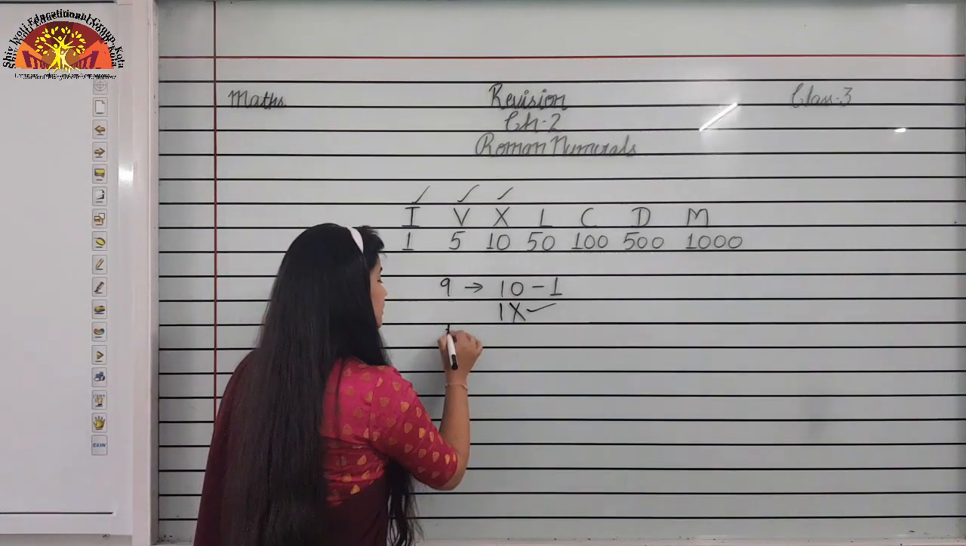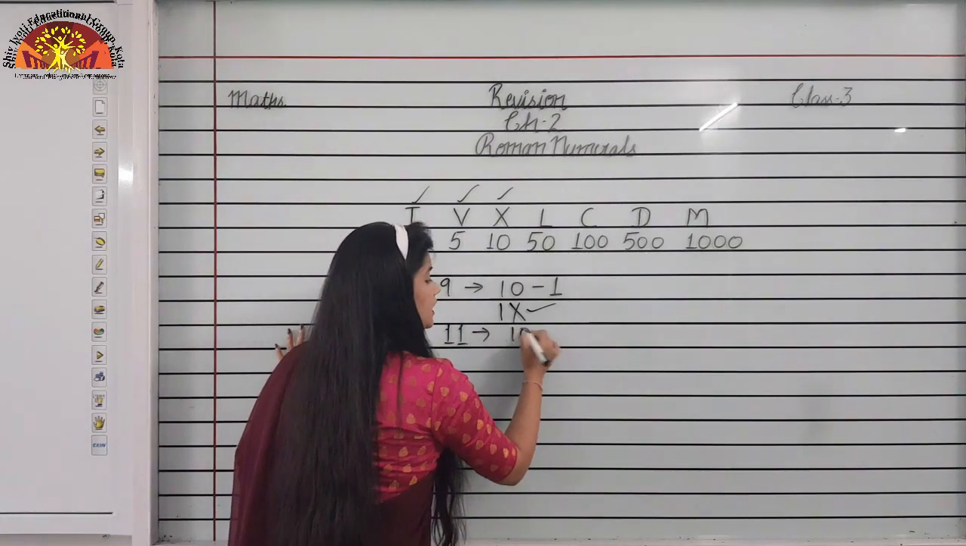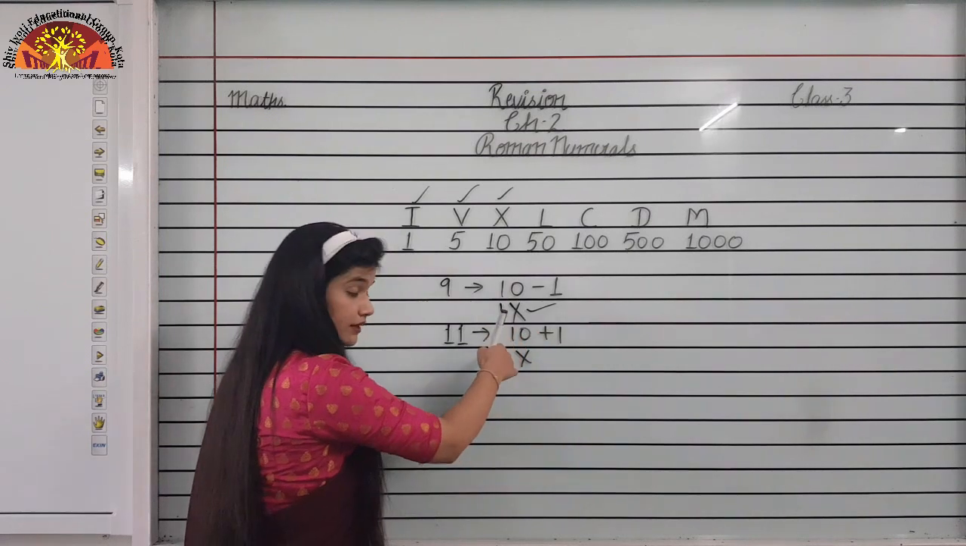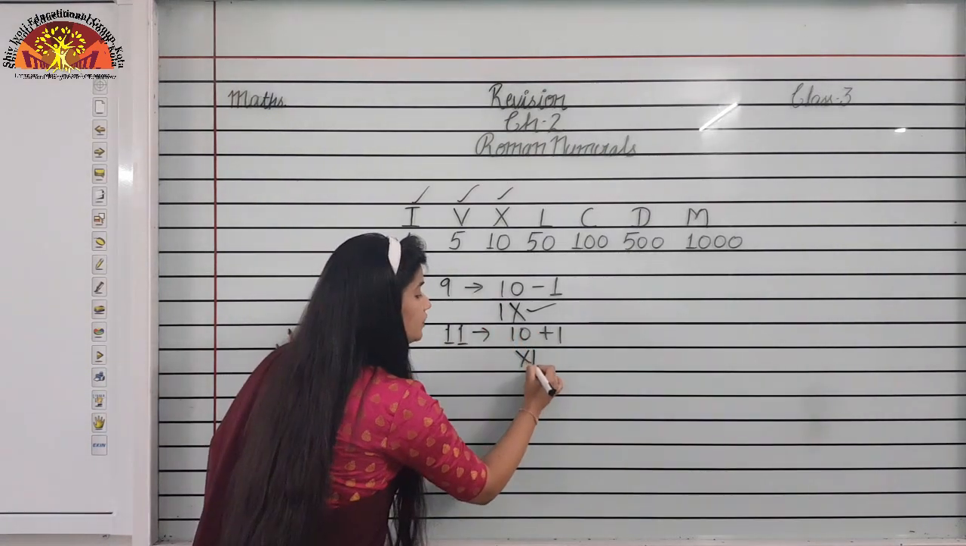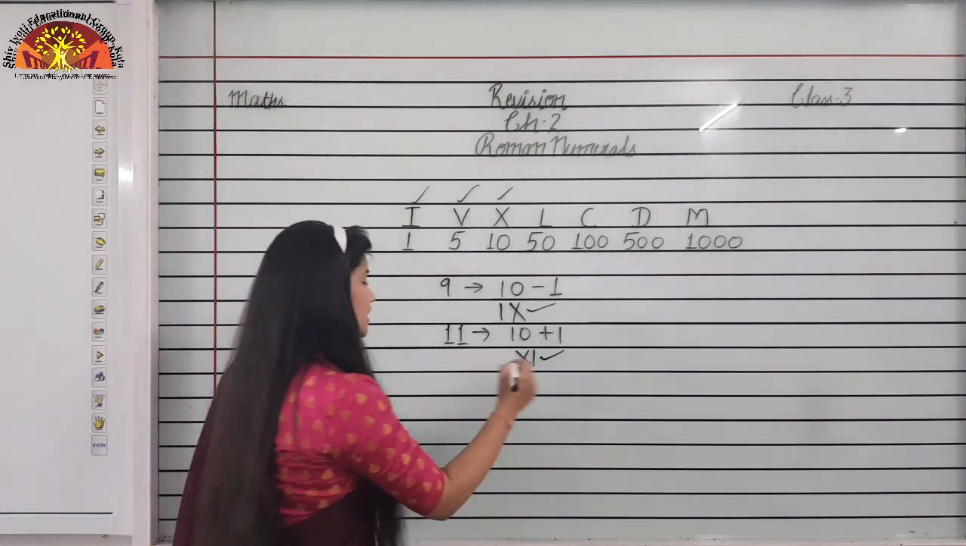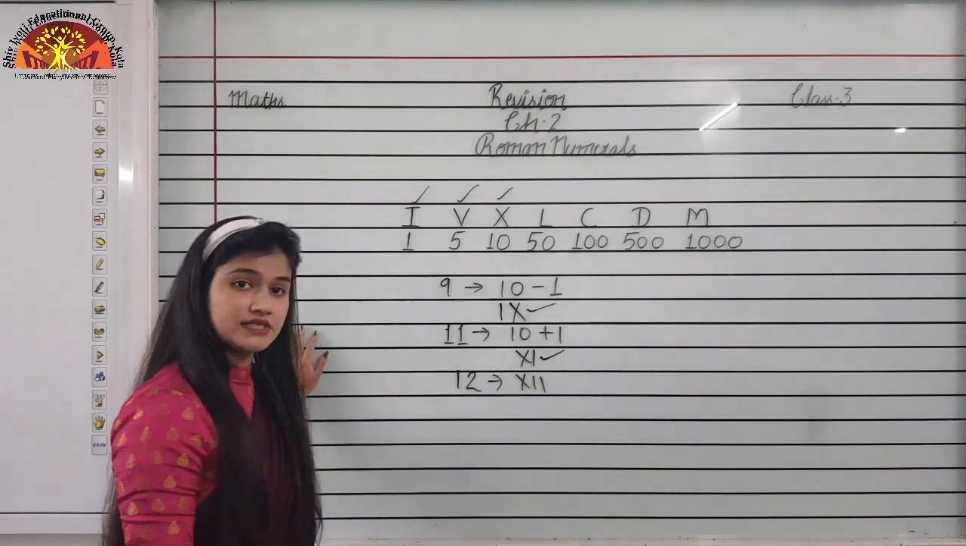Now how can I write 11? मुझे 11 लिखना है तो कैसे लिखूंगी मैं? 10 plus 1 will be 11. Now we are adding 1 in 10. मैं 10 में अब 1 add कर रही हूँ. So symbol will come this side and this will be 11. Is it clear students? Now 12 is X I. This will be 12. Is it clear students?